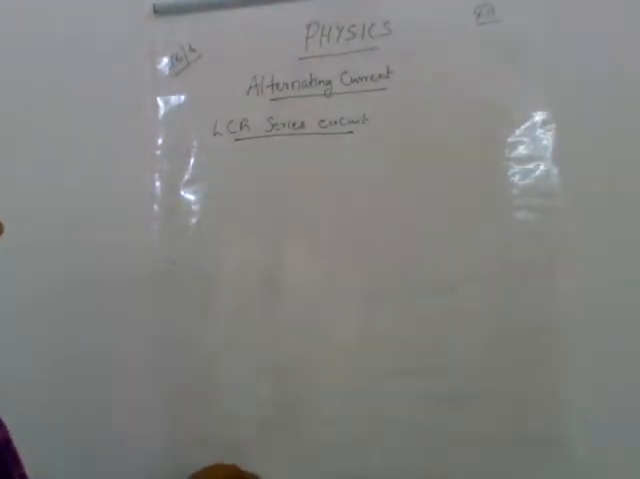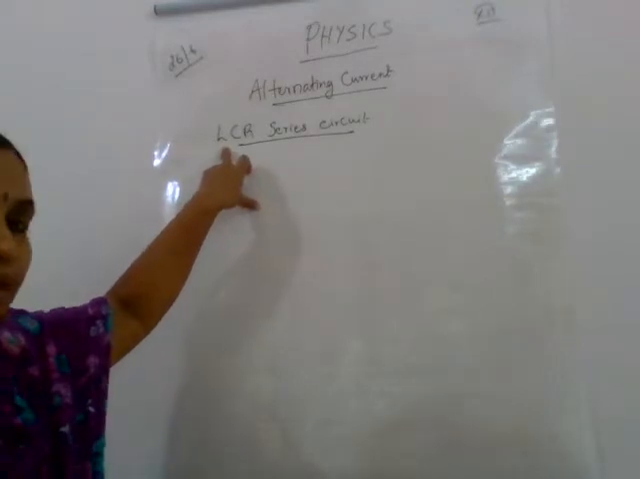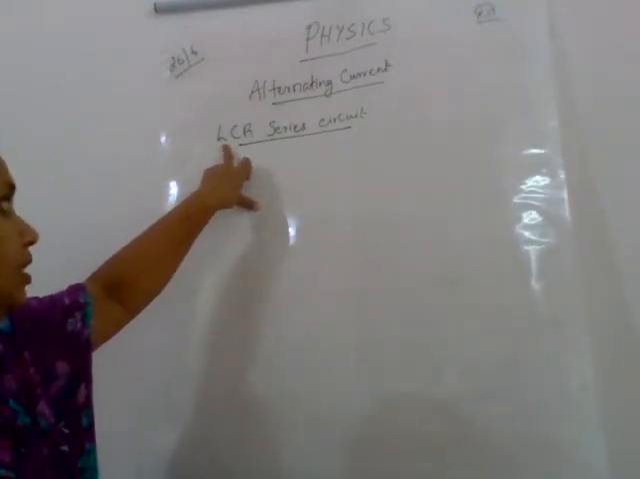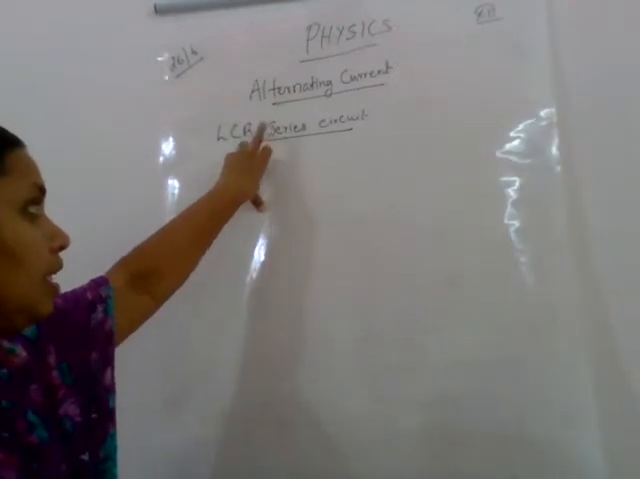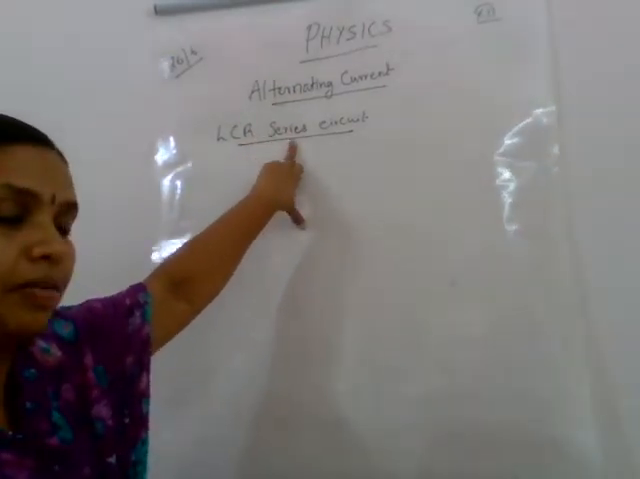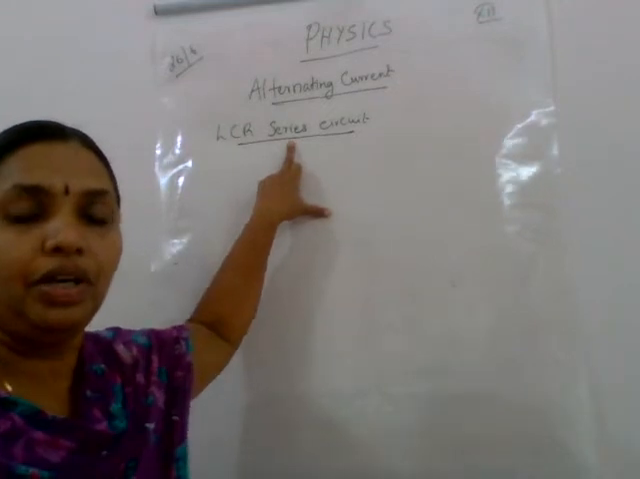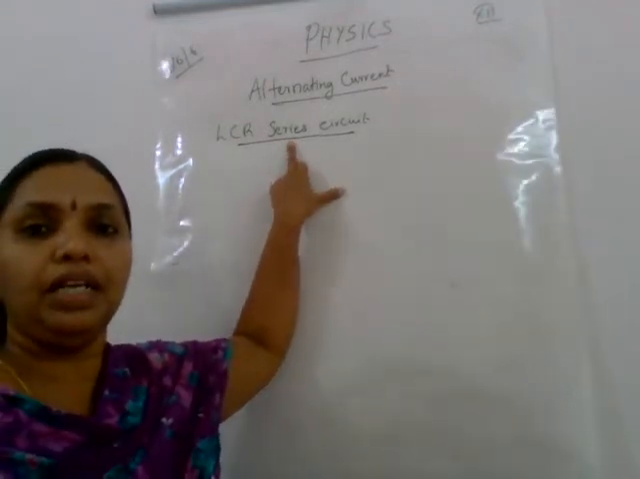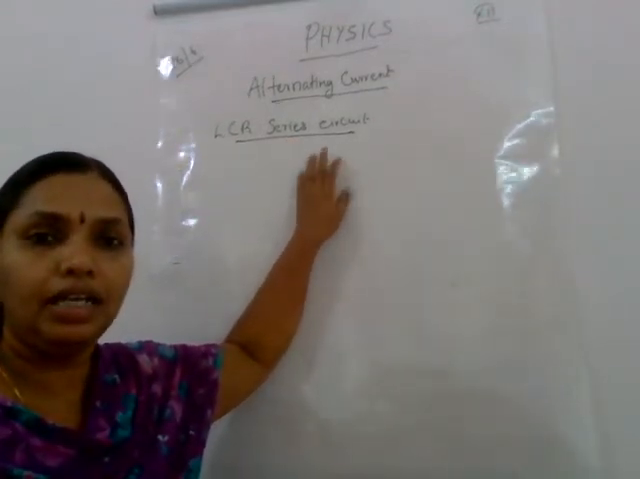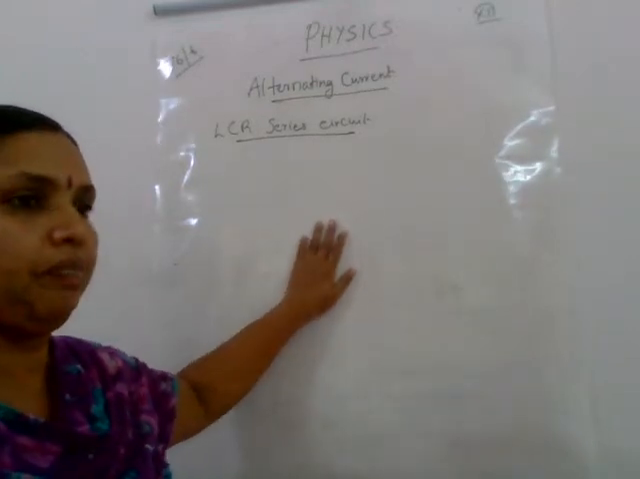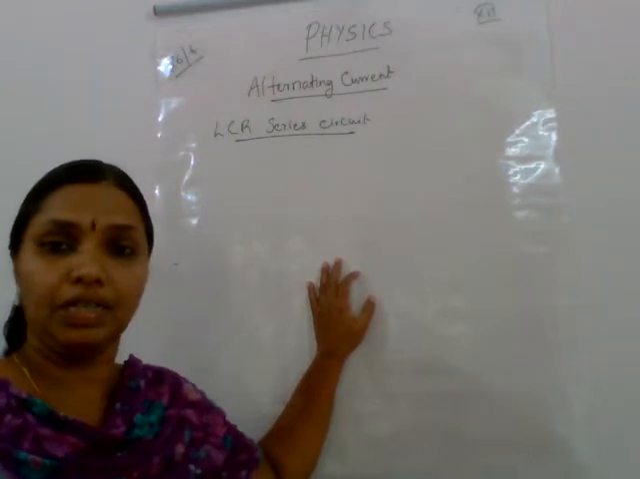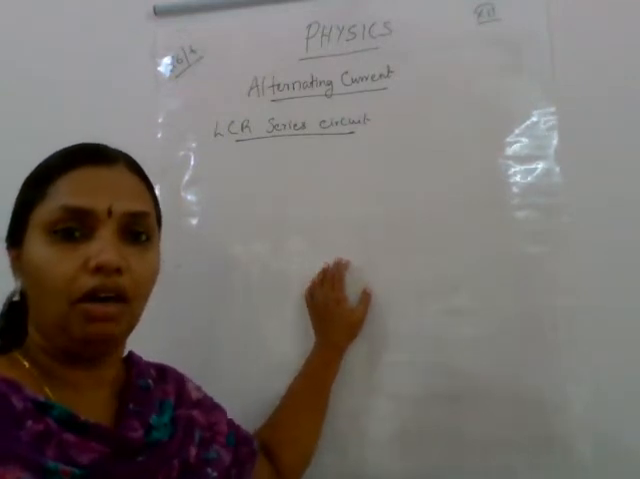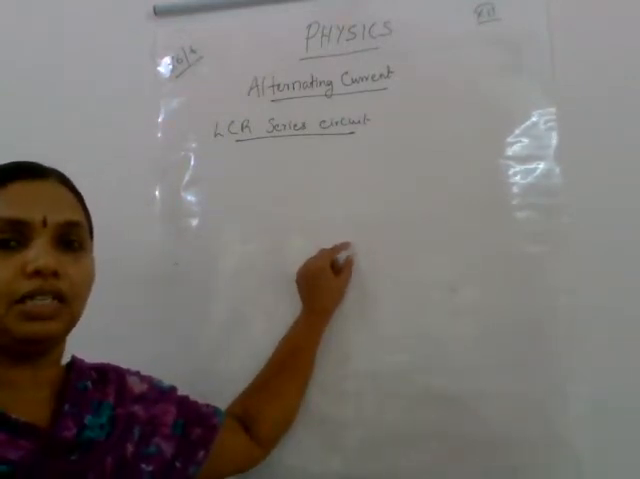So what is it? Here there is a component having inductance L, that is an inductor, and a capacitor and a resistor connected in series, and now we are going to find out what is the relationship between voltage and current in such a circuit. Is there any phase difference? And if there is a phase difference, what is it? How is it varying? All these things we are going to discuss now.